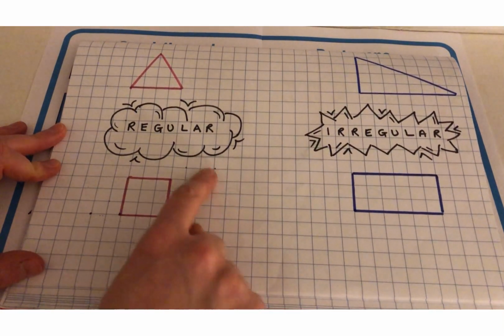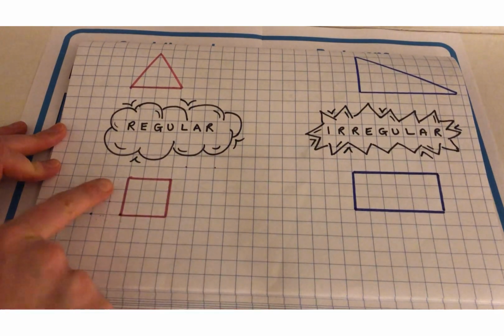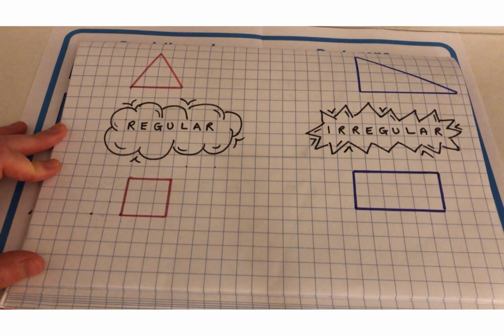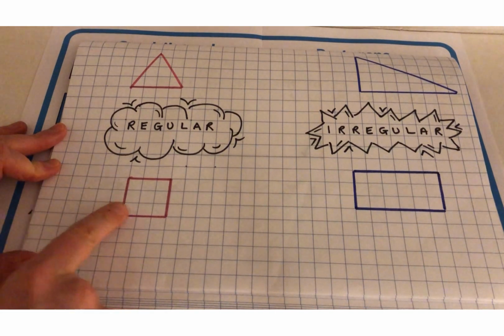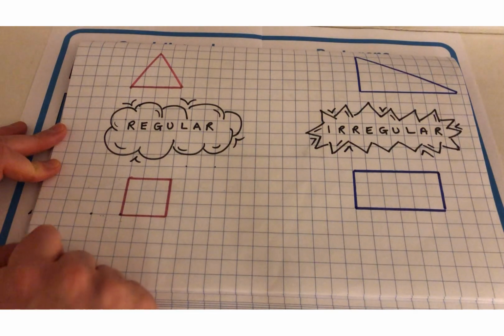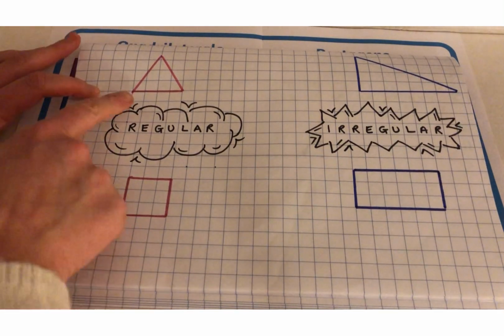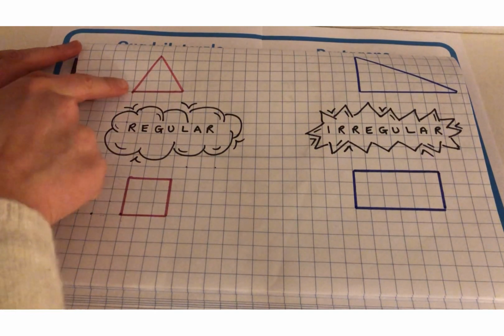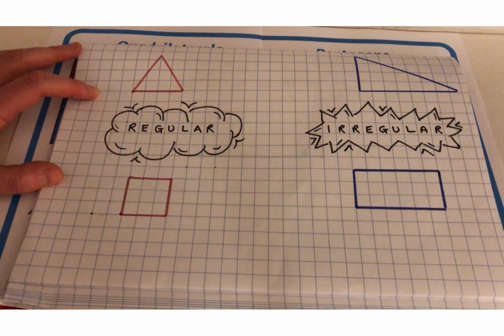Well done if you worked out that a shape is regular when each of its sides is exactly the same length and each of its corners or angles are the exact same size. Look, each of these sides are exactly the same, each of the angles are exactly the same.